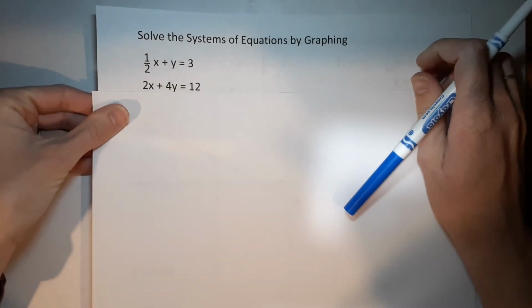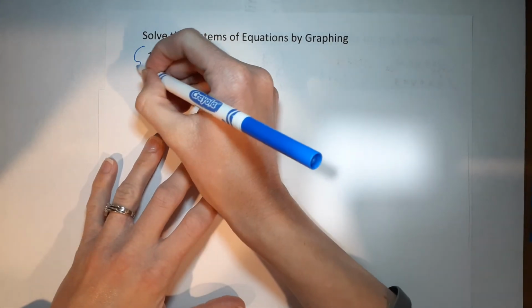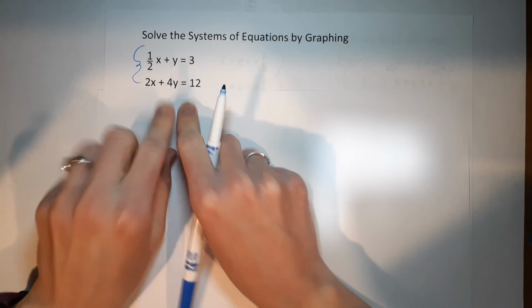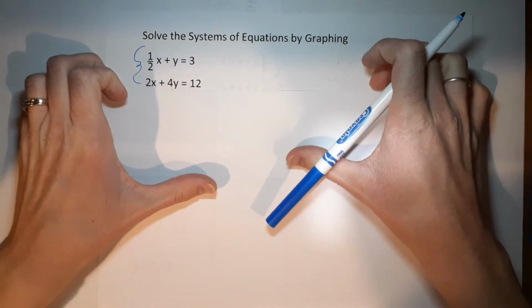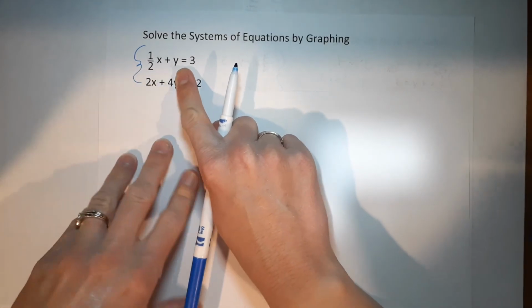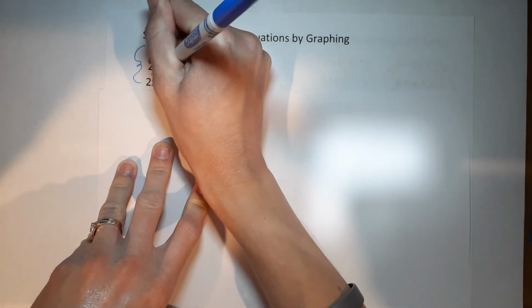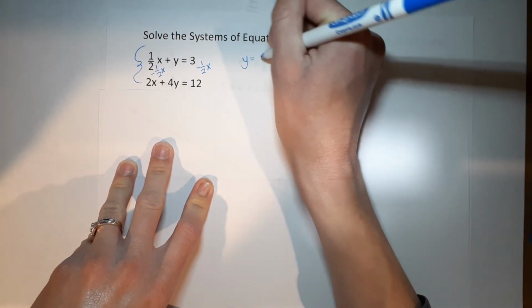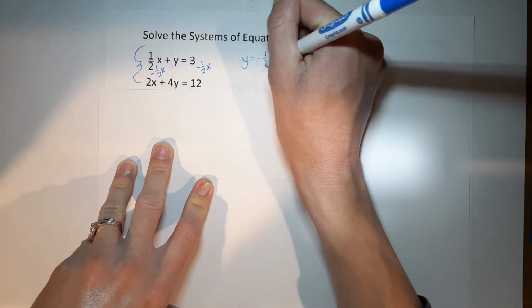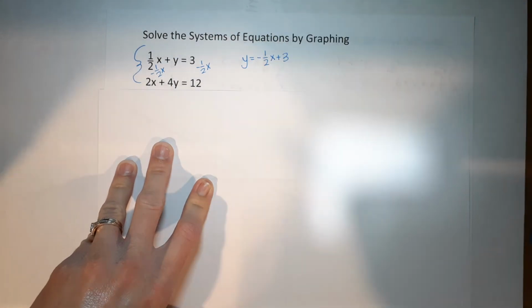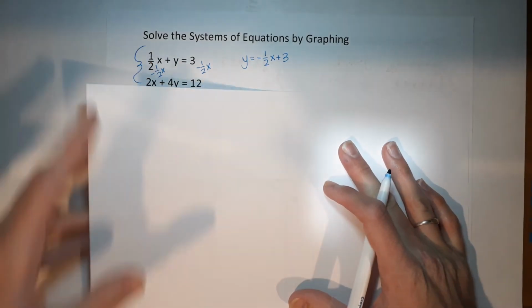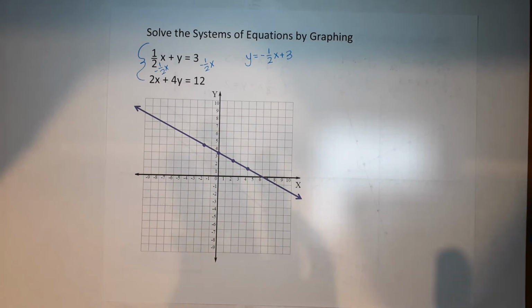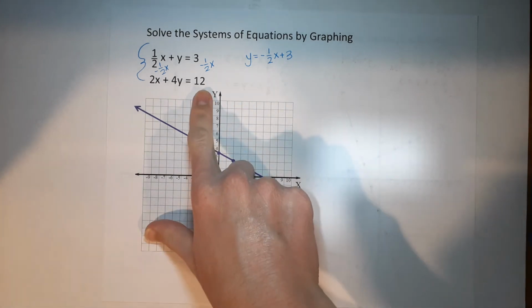Let's see. This one we've got these two equations. They want us to solve them, which means find the number that works for x and y in both cases. So I need to get them friendly to graph, so I need to get y by itself. I'm going to subtract 1/2 x from both sides here. So I end up with y equals negative 1/2 x plus 3, right? And I would go ahead and graph that. Magic.